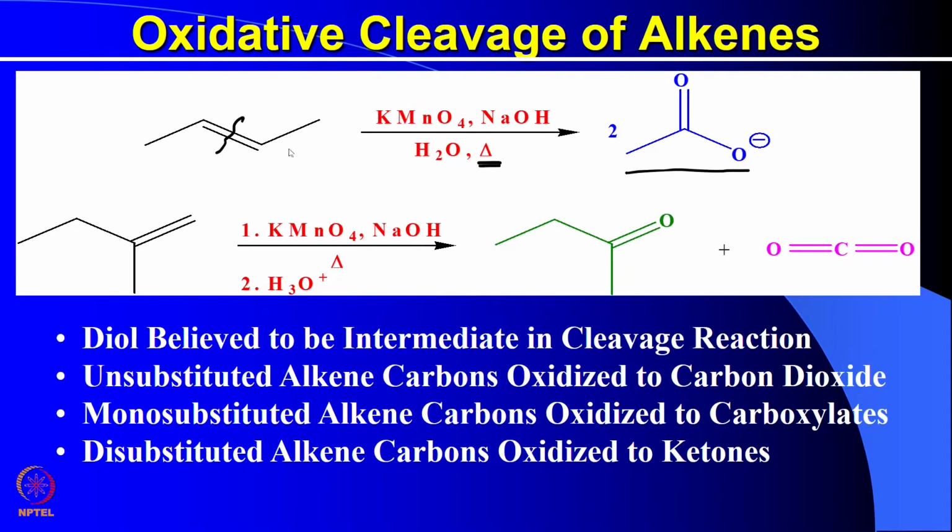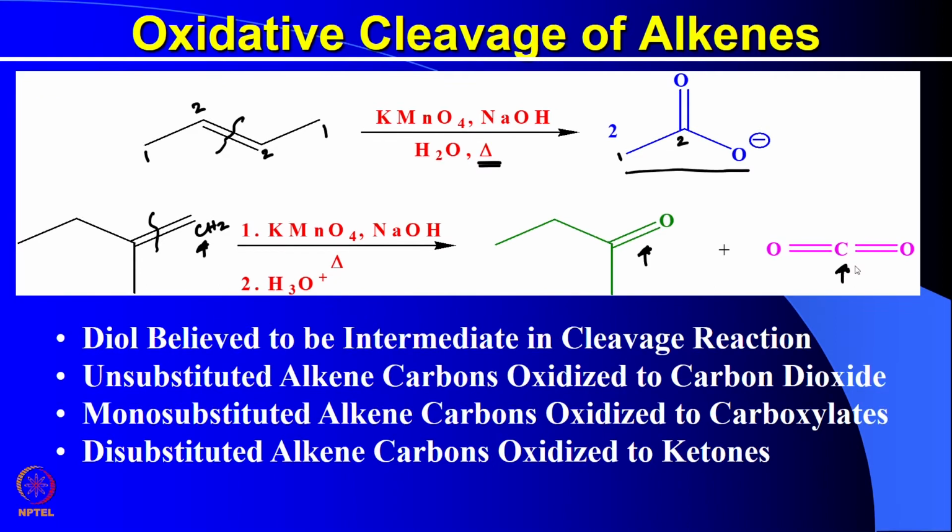So in this 2-butene, you have two carbon atoms here and two carbon atoms on the other side. So once it breaks, it forms the acetate anion. If you do the same reaction on this alkene, which has a CH2 group on one side and a larger, longer group on the other side, the point where you had the C=C double bond is now oxidized to a ketone, and the group which had the CH2 group is now oxidized to carbon dioxide.